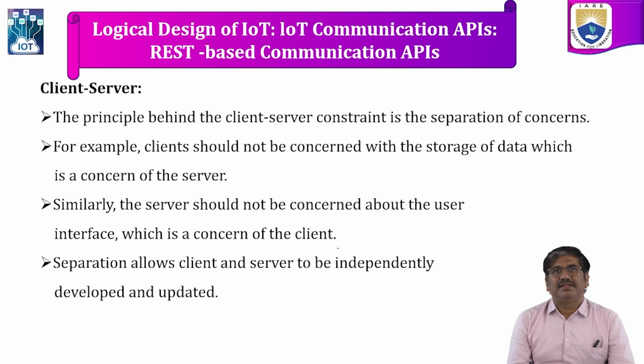Now we'll see client-server in the REST API. The principle behind the client-server constraint is separation of concerns. For example, the client should not be concerned with the storage of the data, which is a concern of the server. Similarly, the server should not be concerned about the user interface, which is a concern of the client. This separation allows the client and server to be independently developed and updated.